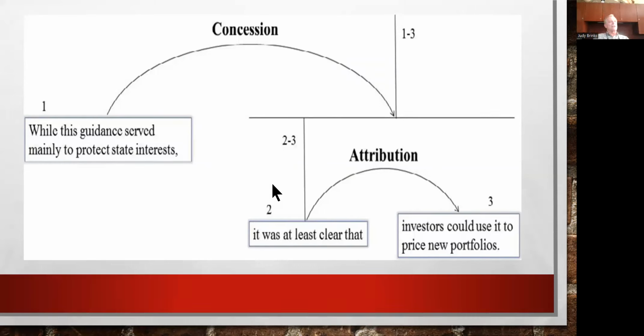Okay, so putting these together, here's a very simple diagram, remembering that this is a small part of a big text. We can see that you have EDUs, the 1, 2, 3 are the elementary discourse units. And then the EDU 1 bears a relationship to 2 and 3, which is concession. The central core of this particular structure is it was at least clear that something is at least clear. And within the context, we would find out what the "it" is, which is actually this guidance. This guidance was at least clear that investors could use it to price new portfolios.